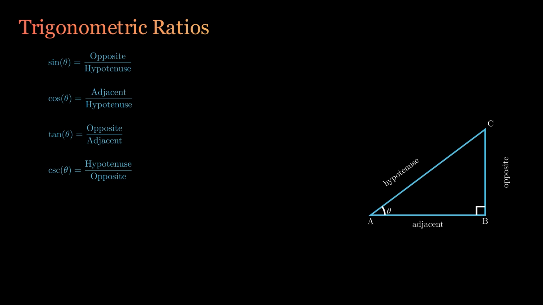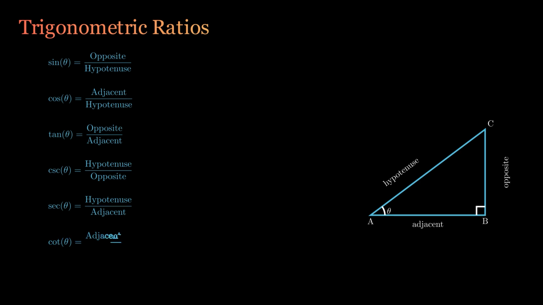Cosecant theta is the reciprocal of sine theta, so it is hypotenuse divided by opposite side. We can also say cosecant theta is the ratio of the hypotenuse to the opposite side. We have secant theta, which we can write as sec of angle theta, which is the reciprocal of cosine theta, or simply cos theta. So this can be expressed as a ratio of the hypotenuse to the adjacent side.